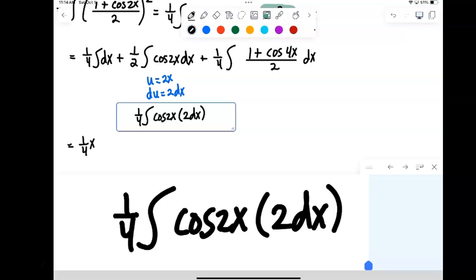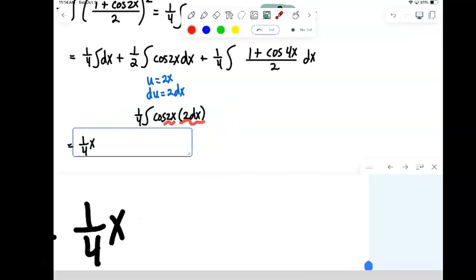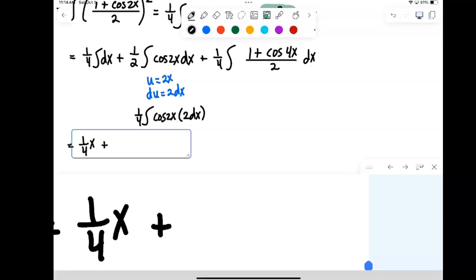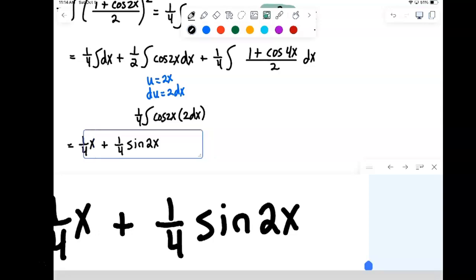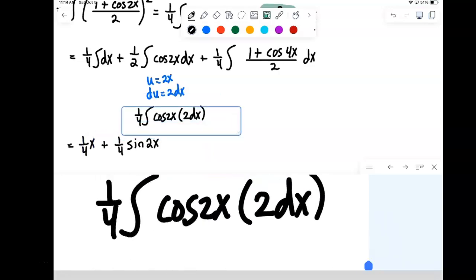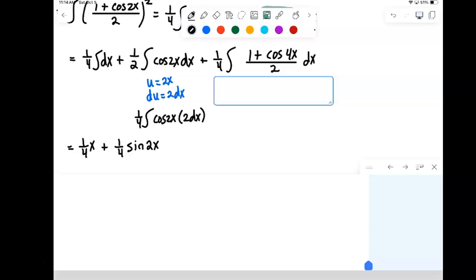So now this is ready-made. It's cosine u du. The integral of cosine is just sine. So this would be plus 1/4 sine 2x. Sine of u, and u is 2x, so it's sine of 2x. Okay, so those are the first two parts worked out. Let's go back to this one here.